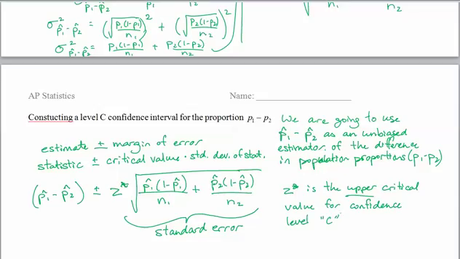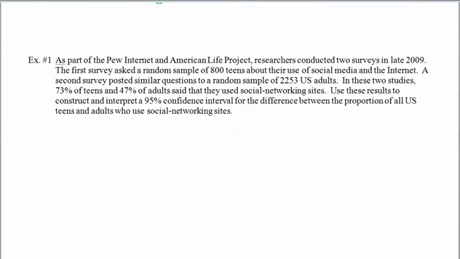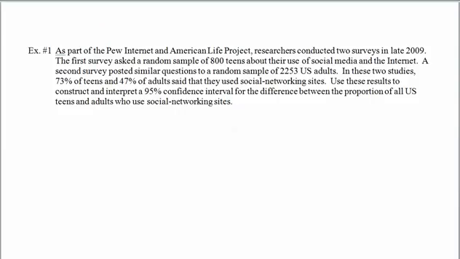Okay, let's have a look at an example now. As part of the Pew Internet and American Life project, researchers conducted 2 surveys in late 2009. The first survey asked a random sample of 800 teens about their use of social media and the Internet. A second survey posed similar questions to a random sample of 2,253 U.S. adults. In these 2 studies, 73% of teens and 47% of adults said that they used social networking sites. Use these results to construct and interpret a 95% confidence interval for the difference between the proportion of all U.S. teens and adults who use social networking sites.